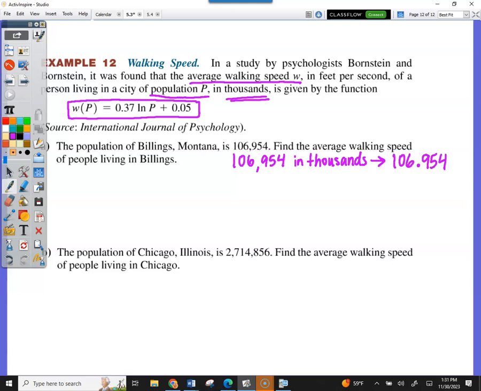Well, if it's 106,000, then you have to account for the fact that it's in thousands, so that would be repetitive. Does that make sense? This would actually be 106,954,000 thousands instead of just 106,000. You with me? No.